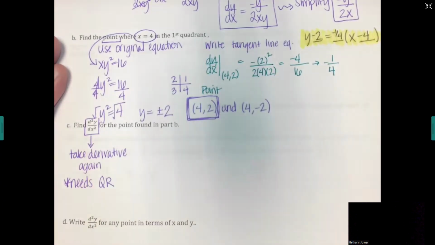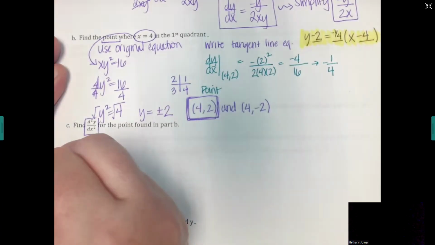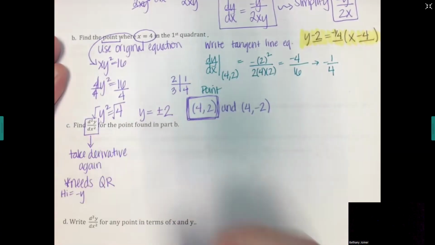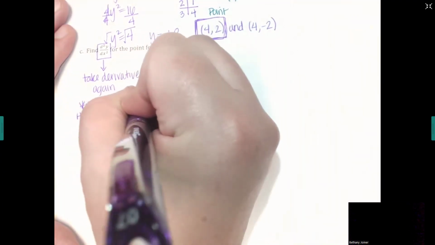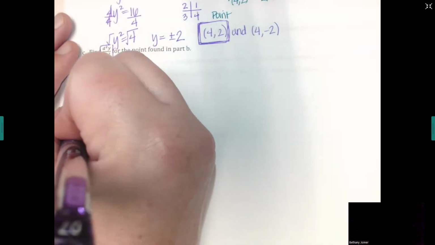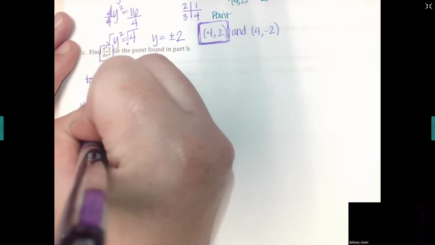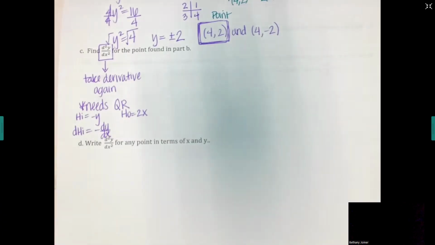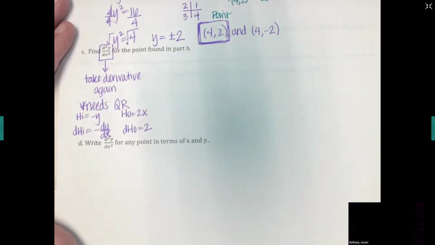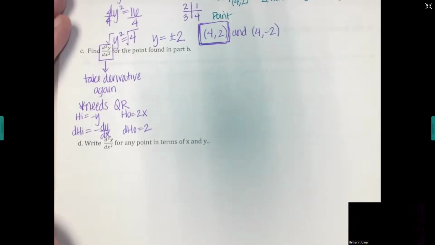So the high is a negative y. Okay, and then the ho is a 2x. Okay, because we know it's negative y over 2x. So what is d high? Negative y over... Negative dy over dx. Okay, or you could put negative 1 dy/dx. Okay, then for my 2x, what's the derivative? Just a 2. Okay, and then we're going to write our second derivative.